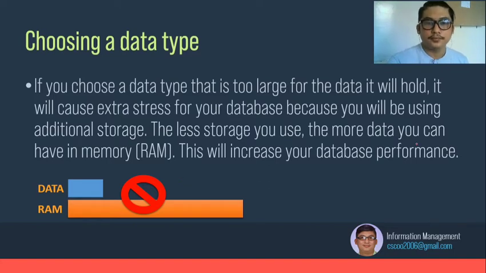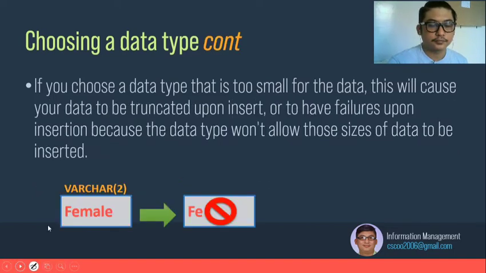Next, if you choose a data type that is too small for the data, for example, you are storing gender in a particular column but you set 2 characters only, what will happen? This will cause your data to be truncated. When we say truncated, it will be shortened, so the extra characters will be eliminated or discarded. Or you may have failures upon insertion because the data type won't allow that size of data to be inserted.